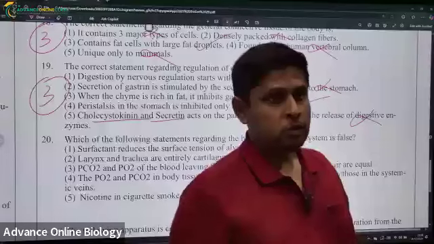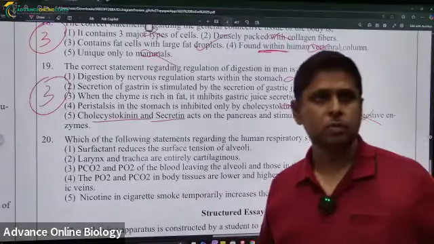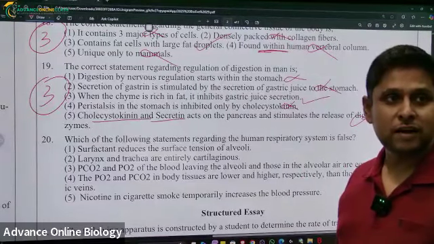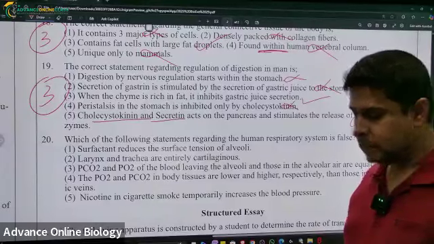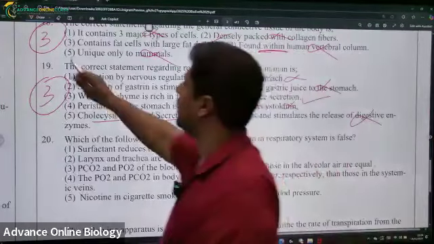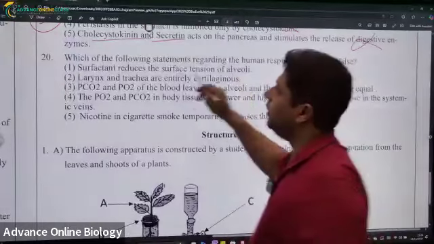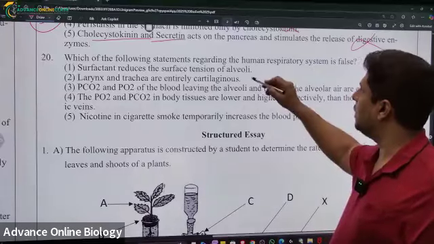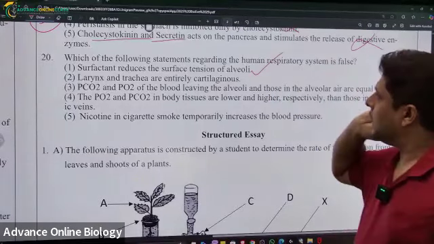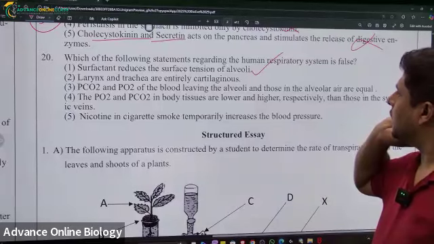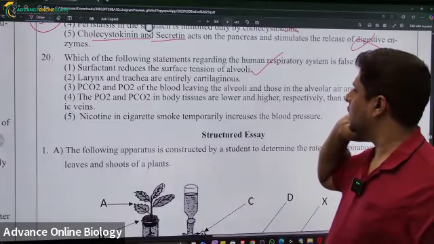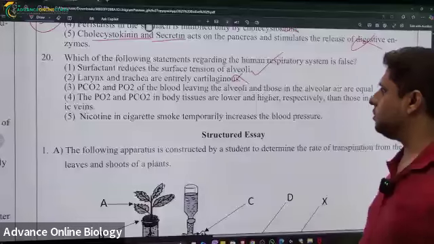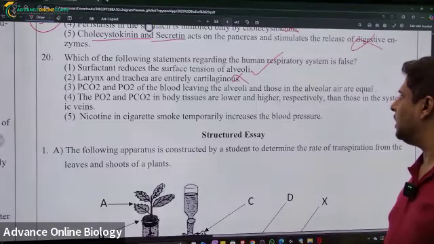Question number 20. Which of the following statements regarding the human respiratory system is false? Surfactant reduces the surface tension of the alveoli. Correct. Larynx and the trachea are entirely cartilaginous. Wrong.